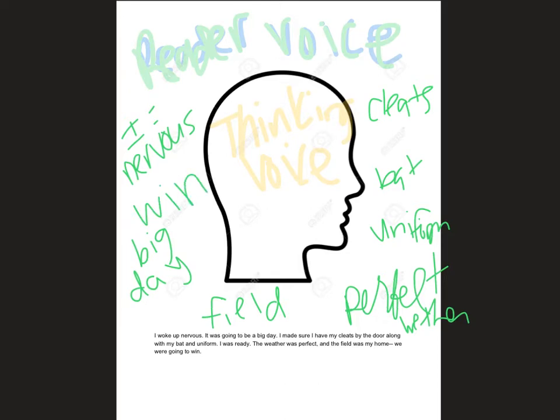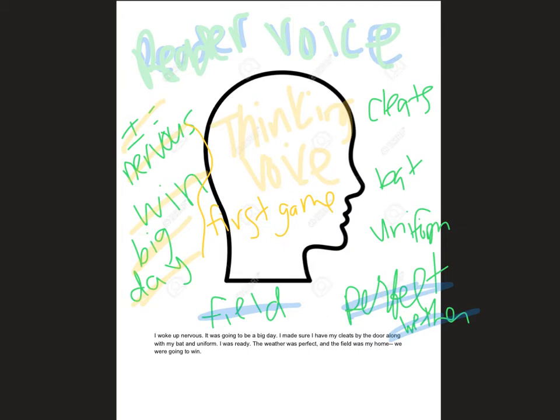Okay, so I've just collected details from this text, and now my job is to make an inference saying where I think this person is. But first, I need to show that these details are connected. So what I'm going to do is change the color of what I think details are supposed to be together. So being nervous, I think, goes with the big day and winning. Field will go with perfect weather. So I think these details, nervous, win, and big day, reminds me of a winning, like first game. So I'm just going to write that in here to show why I think these go together.